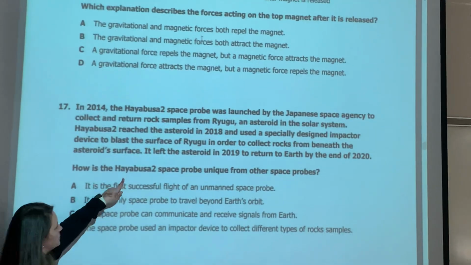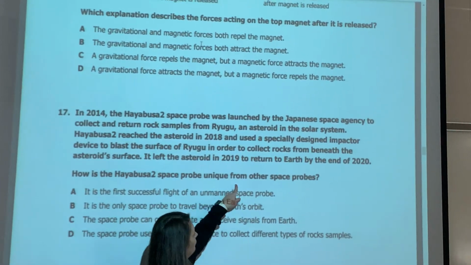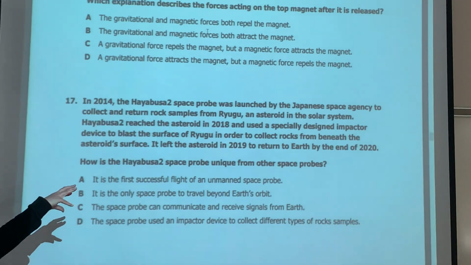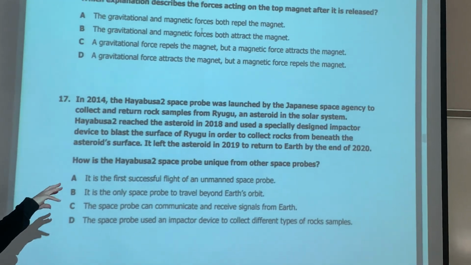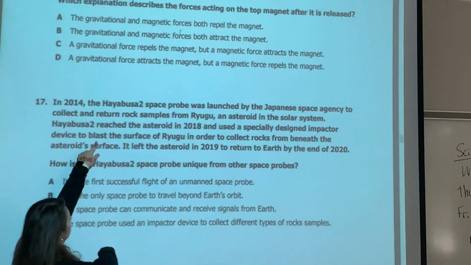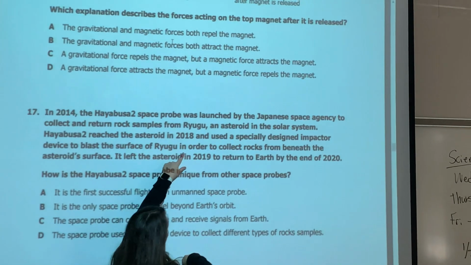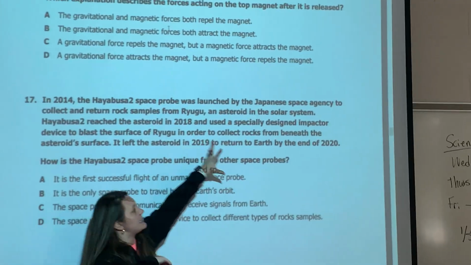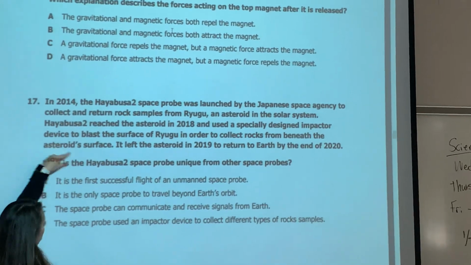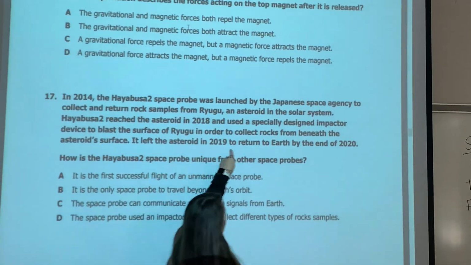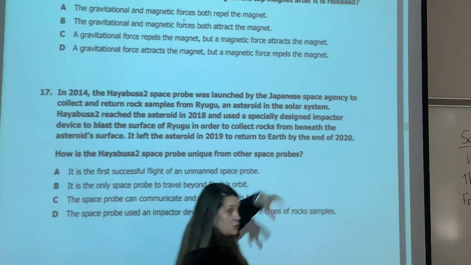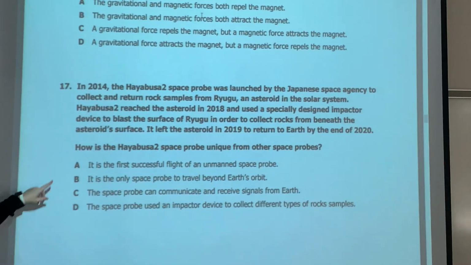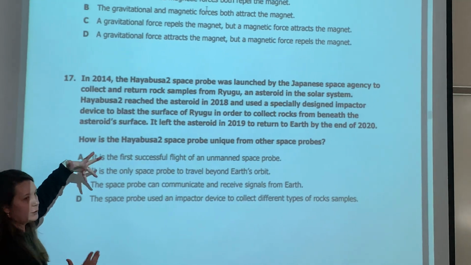How is this Hayabusa 2 space probe unique from other space probes? Well, we know that this probe went and, as it got there, it blasted the surface of Ryugu in order to collect rocks. So we know it went, blasted, collected rocks from it, and then brought it back to Earth. That's what happened if you read the little snippet there. So how is this probe unique?